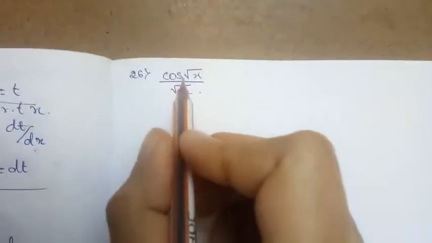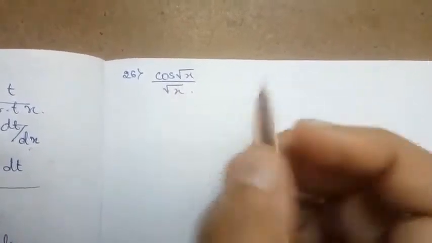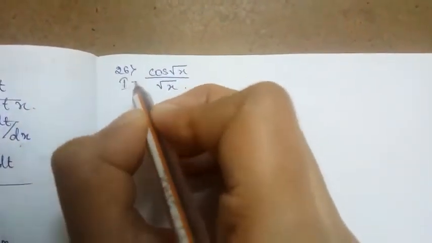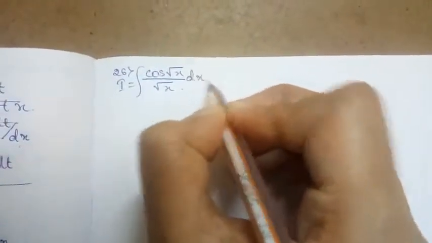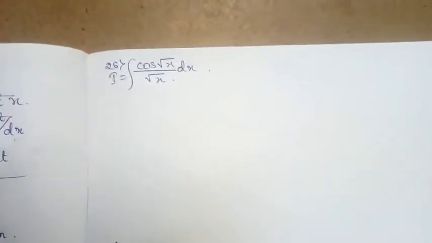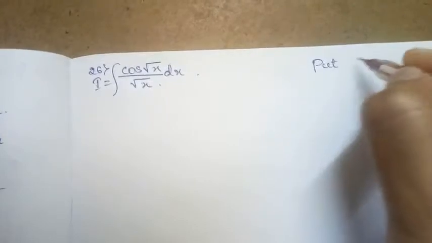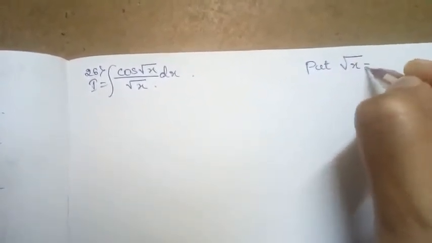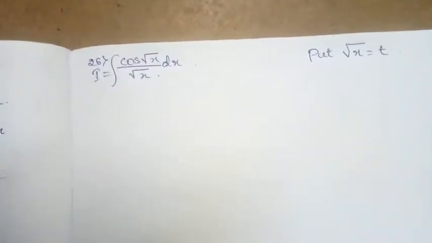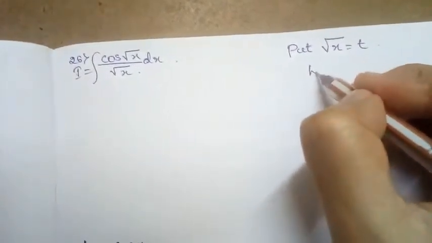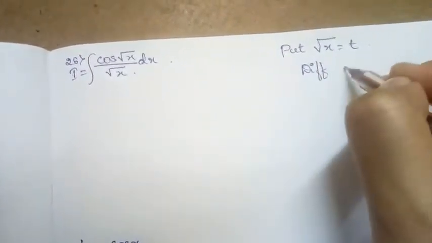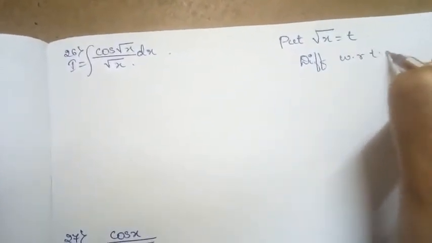The next is cos of root x divided by root x. First I will consider this as I and take the integration. Now we need to do the substitution. By looking at the question itself, we will get an idea. We are going to put root x equal to t. Then our next step is to differentiate this with respect to x.